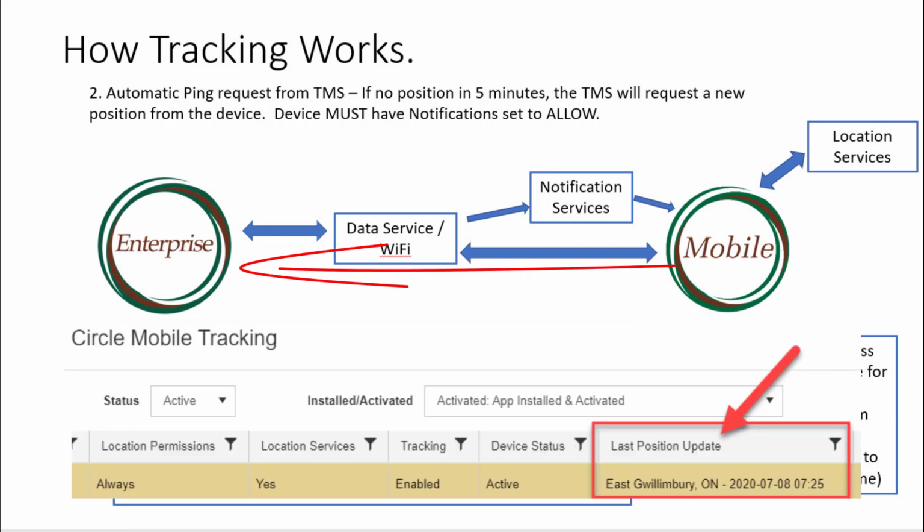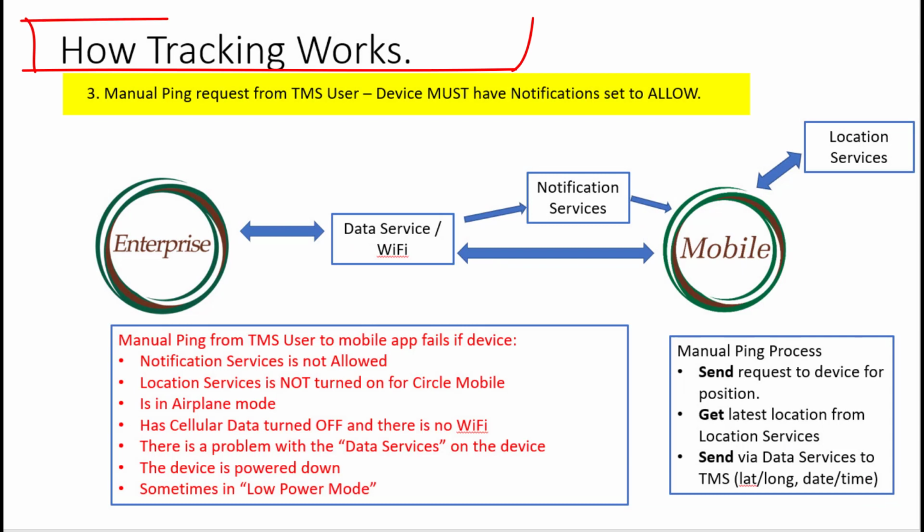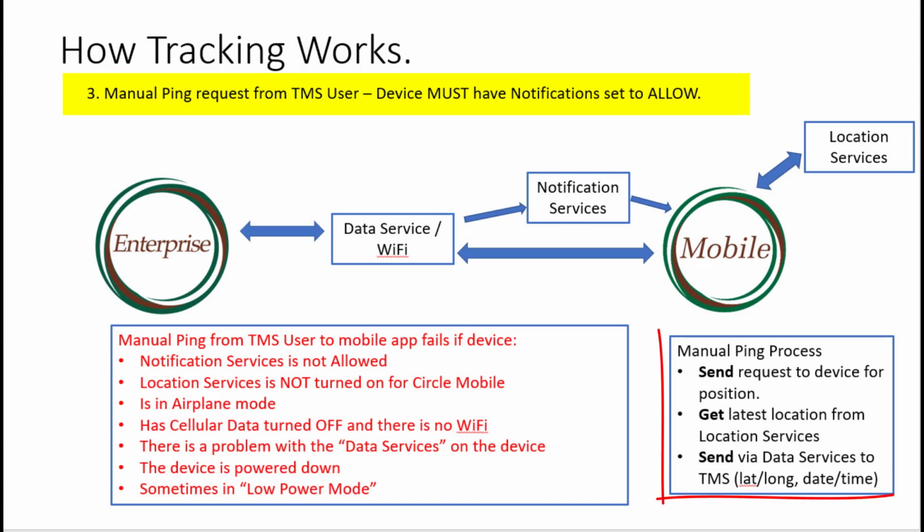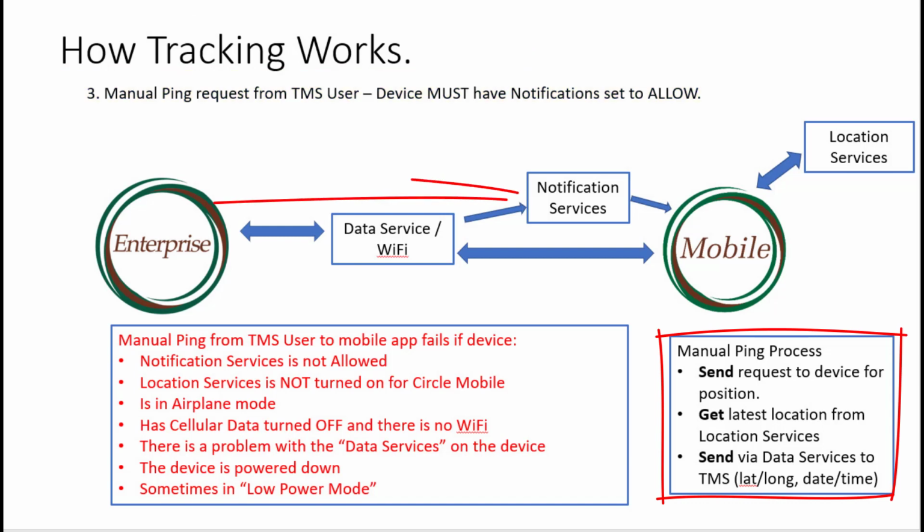If everything is set up properly, the data is transferred back to the TMS and the position is updated on the TMS system. Any TMS user can manually request a position update from the device via the gear option on the manifest grid. The TMS will send a request to the device using notification services.